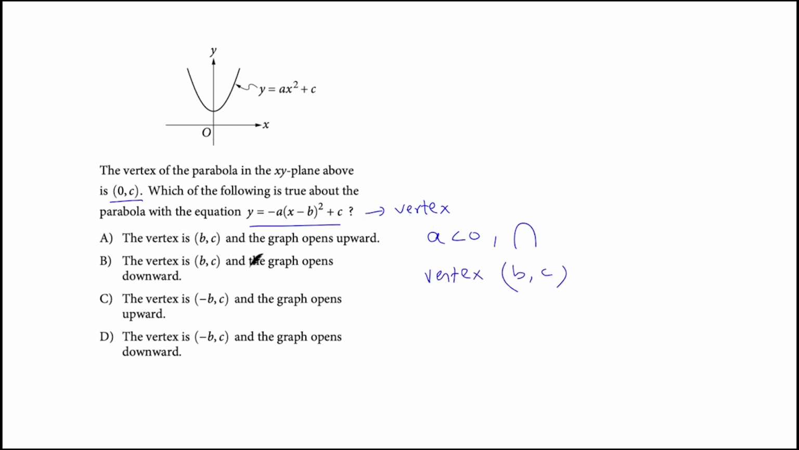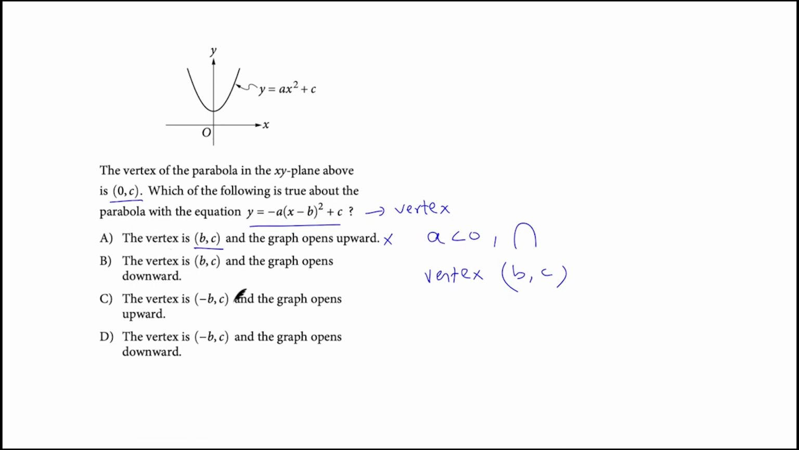Now let's have a look at the option choices. The vertex is (b, c) and the graph opens upward. Yes, the vertex is (b, c), but no, the graph basically opens downward. So A is wrong. The vertex is (b, c) and the graph opens downward. Yes, definitely B is the option choice.